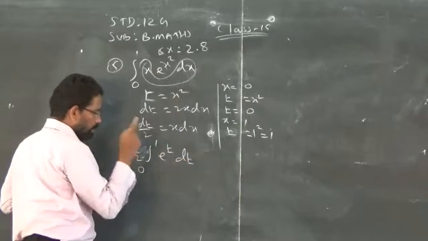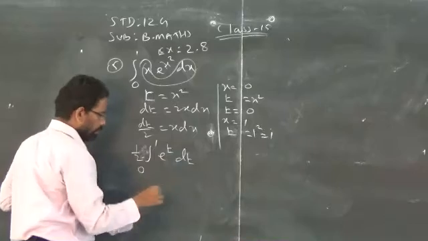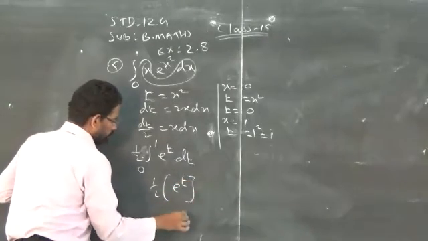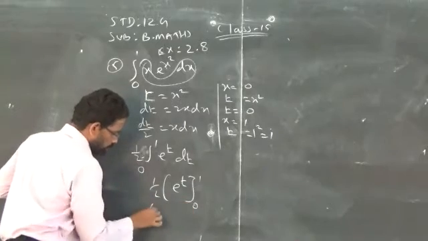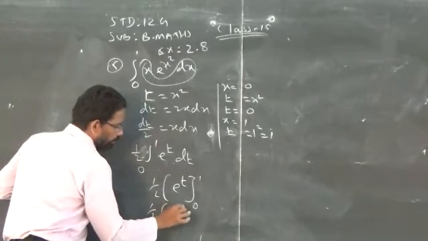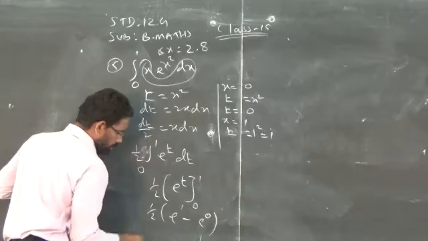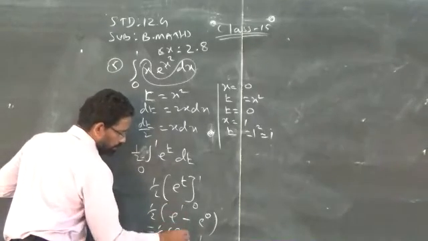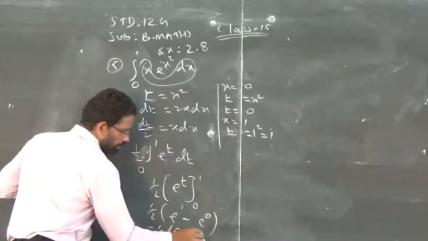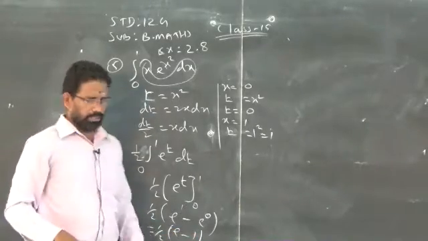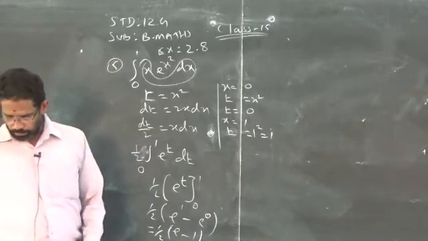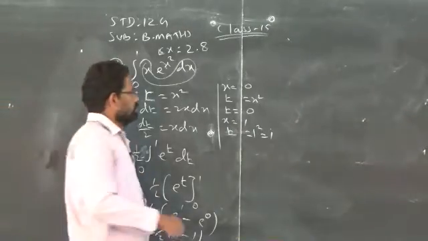E power this x square is replaced by t, e power t, x dx replaced by dt by 2, the 2 will go outside. What is the integration of e power t? E power t is always e power t. So what is the limit? 0 to 1. As usual, 1 by 2 e power 1 minus e power 0, 1 by 2 e power 1, e power 1 is e, anything power 0 is 1. So 1 by 2 into e minus 1. Clear.